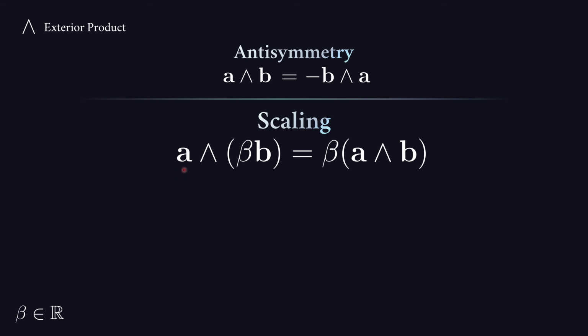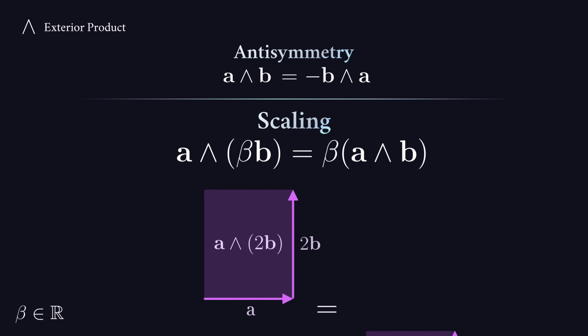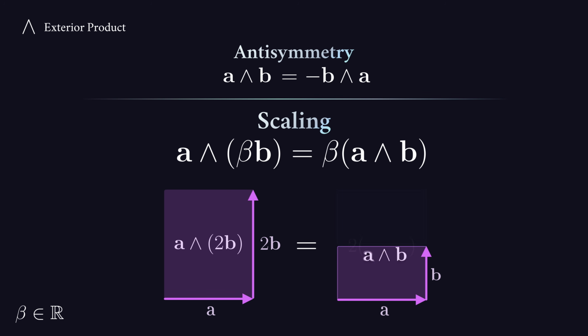So if you take A wedge beta times B, then this should be the same as if you were to calculate the wedge product A wedge B and then scale this with beta. So to see this visually, let's consider A wedge 2B. So here the beta is 2. Then this should be the same as A wedge B, but this 2 times. This is just all that scaling is saying, really.